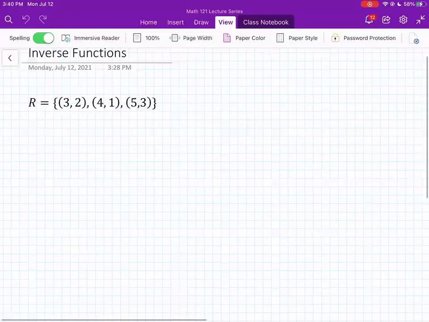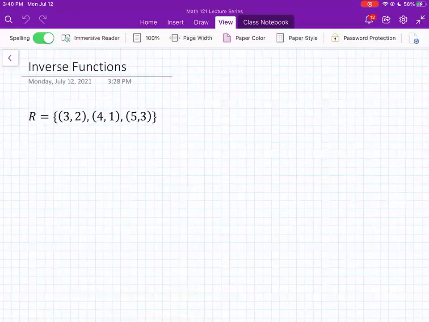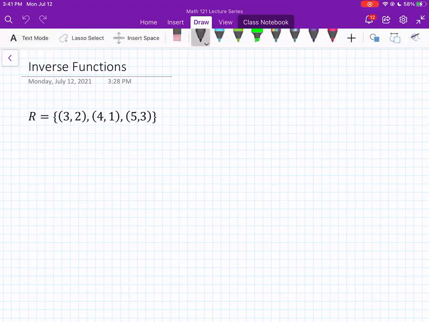In this video, we're going to talk about what are called inverse functions. To take the inverse of something is, in a sense, to undo it. And the key with an inverse function is you switch x and y. So for example here, if I have the relation (3, 2), (4, 1), and (5, 3), the inverse, which is indicated by r to the negative 1, is just the switching of x and y.